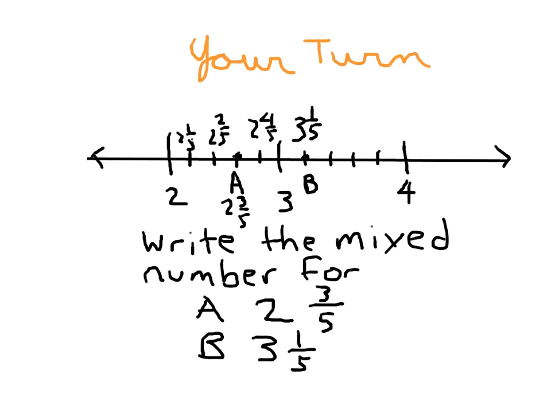A common mistake is to say, okay, 1, 2, 3, 4. Okay, so that would be a 4 in the denominator. No, it's 1, 2, 3, 4, 5 parts. In between each of those whole numbers, it's divided into 5 parts. So that's how we place those fractions and mixed numbers onto a number line.